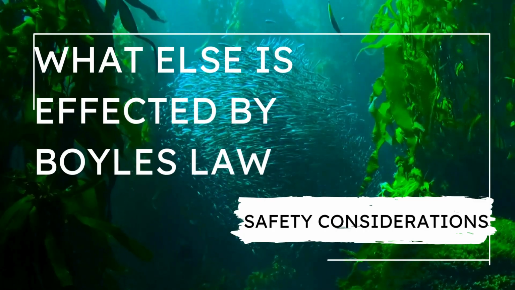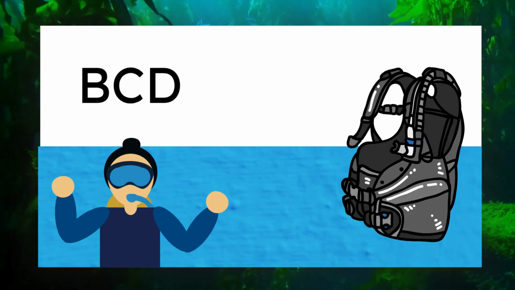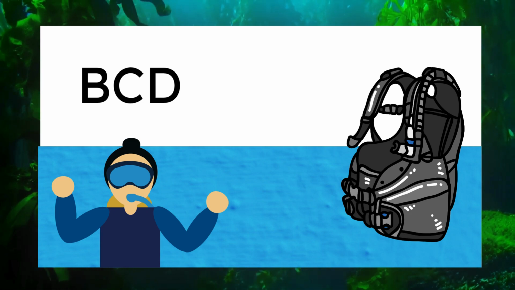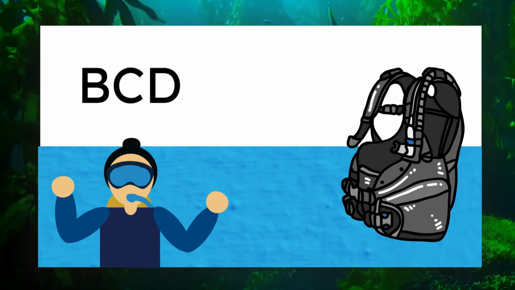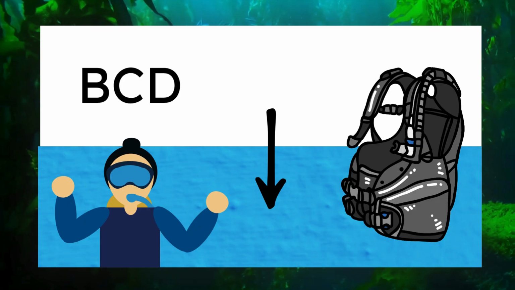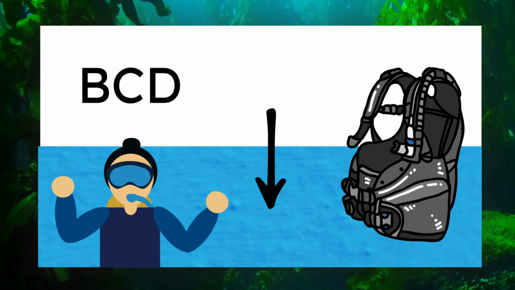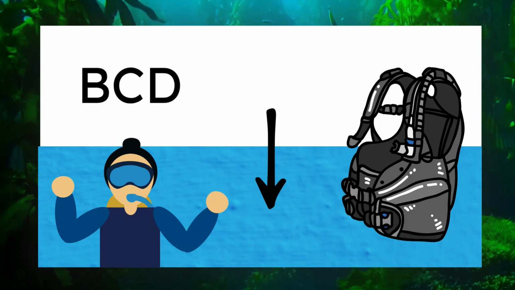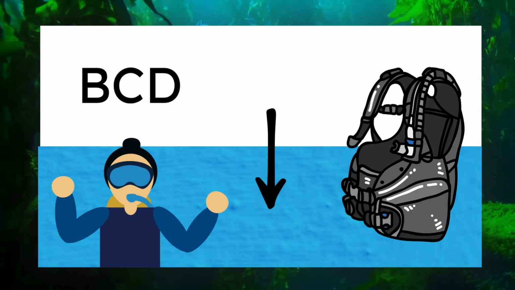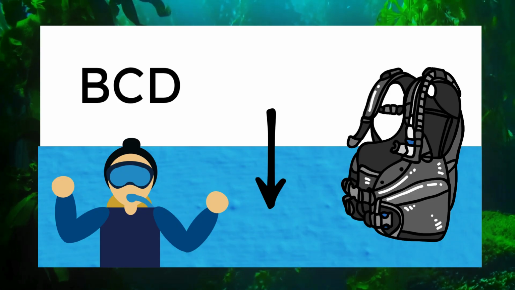So what else is affected by Boyle's law? Your BCD is an airspace, so as we're descending, the volume of this will also decrease as you descend. This is why, once you're a couple of metres under the water, you will feel yourself descending without doing anything. This is because the airspace is decreased enough for the gravitational force to be greater than the buoyant force. Please see our video on Archimedes' principle for more on this. This is why, as you descend, you need to add a little bit of air in every now and again to compensate for the volume of air decreasing.